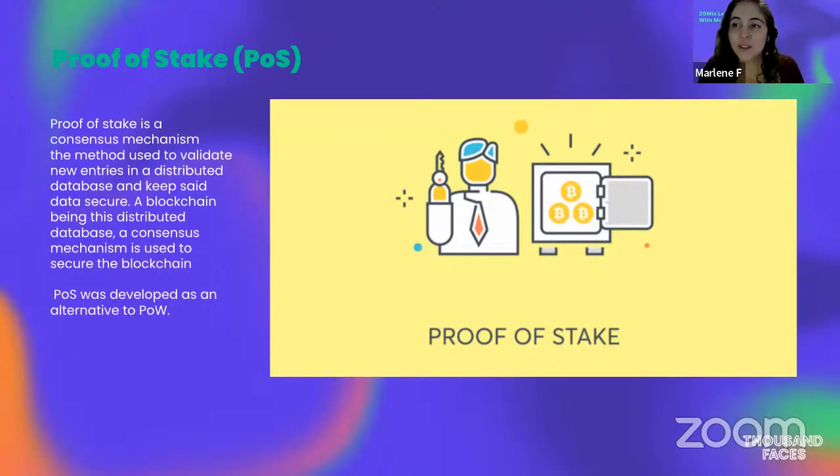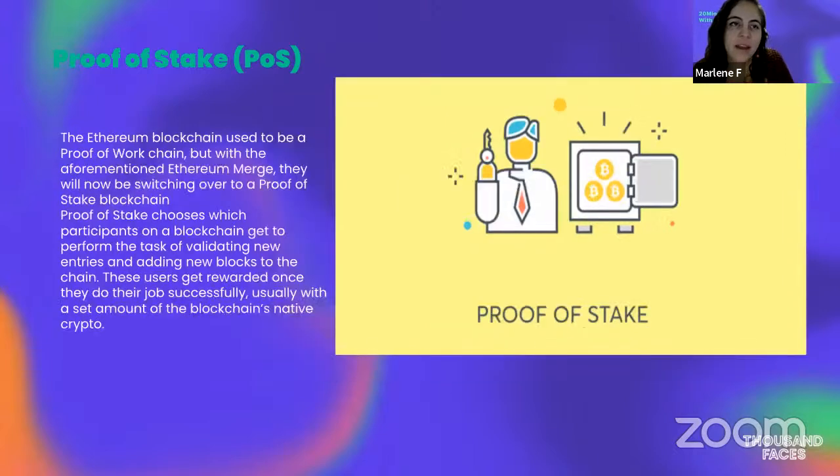So proof of stake is also a consensus mechanism, just like proof of work. And it's used to validate new entries in a distributed database. So the same purpose as proof of work, and keep this data secure. A blockchain being this distributed database, a consensus mechanism is used to secure this blockchain. As I said, proof of stake was developed as an alternative to proof of work. So they have the same principle, but it was developed after proof of work.